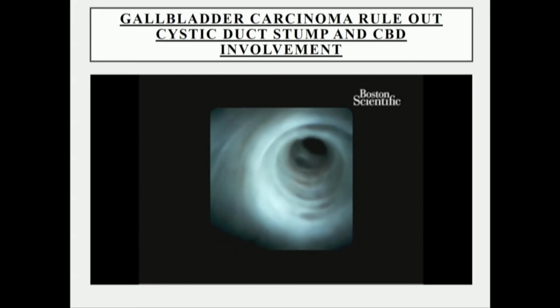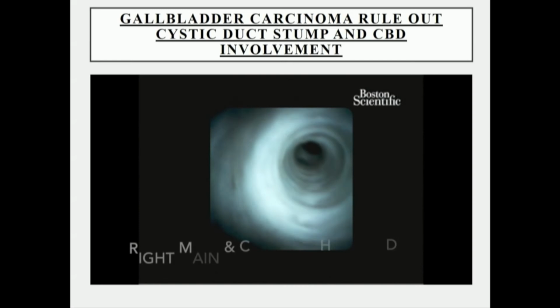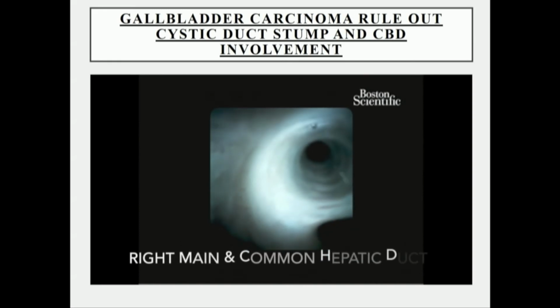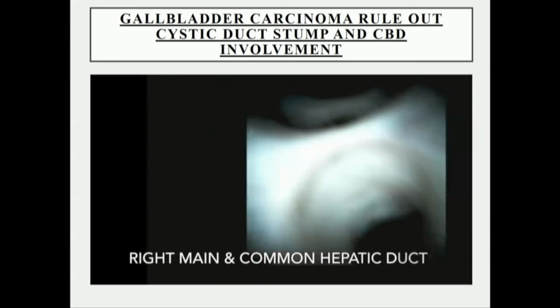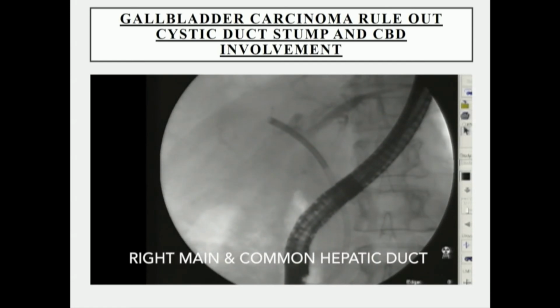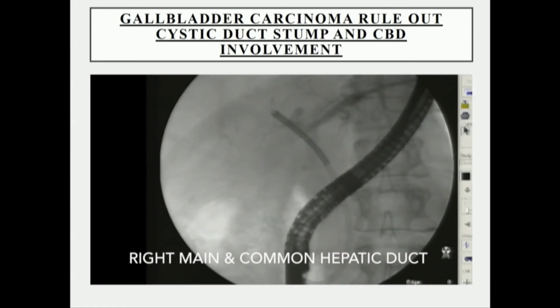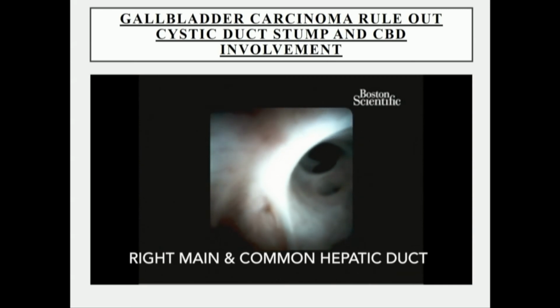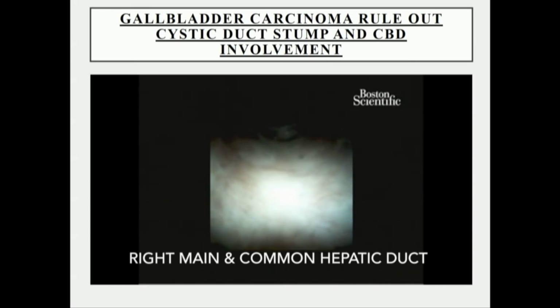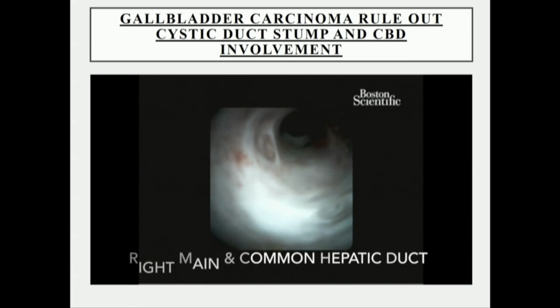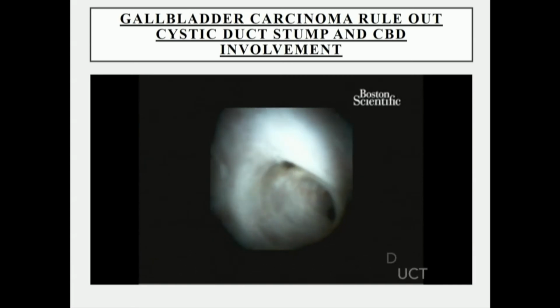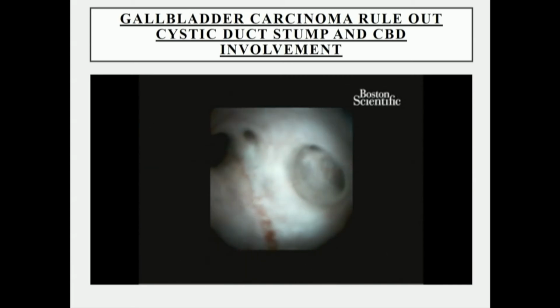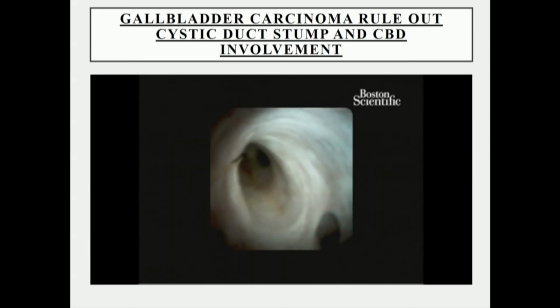But you're going to see it's clear as day, number one, that the right main hepatic duct and the common hepatic duct are completely fine as we retract the scope. And here you're seeing on the fluoroscopic image how well that scope flexes up the right main. And we're pulling back further. I'm getting views now near the bifurcation, the common hepatic duct, and that looks clean as well. We're continuing to pull backwards.